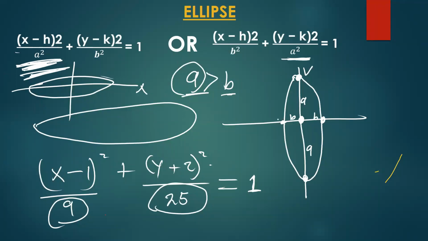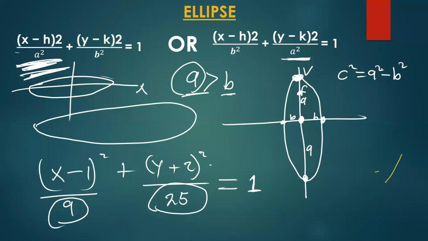Apart from knowing how to find all these, you also need to know how to find the focus. The focus of this ellipse is always between the center and the vertex. How do you find the focus? To find the focus, we need to find another number, which is denoted by c. So c squared is given by a squared minus b squared.